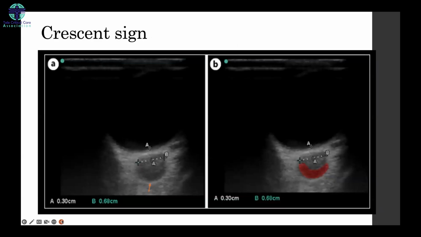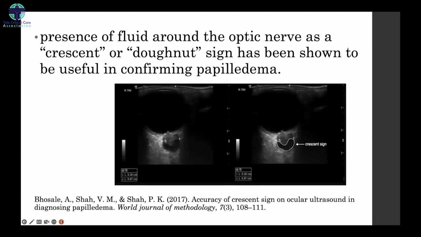So one more way, which is more useful in the pediatric population, is where we can look for the crescent sign. So what is this crescent sign? This crescent sign is seen when there is presence of fluid around the optic nerve, and this gives us a crescent shape or a donut sign. This sign may not be present in all patients, but once this sign is seen, then the accuracy of diagnosing papilloedema is higher. And this happens mainly because the fluid is collected around the optic nerve.